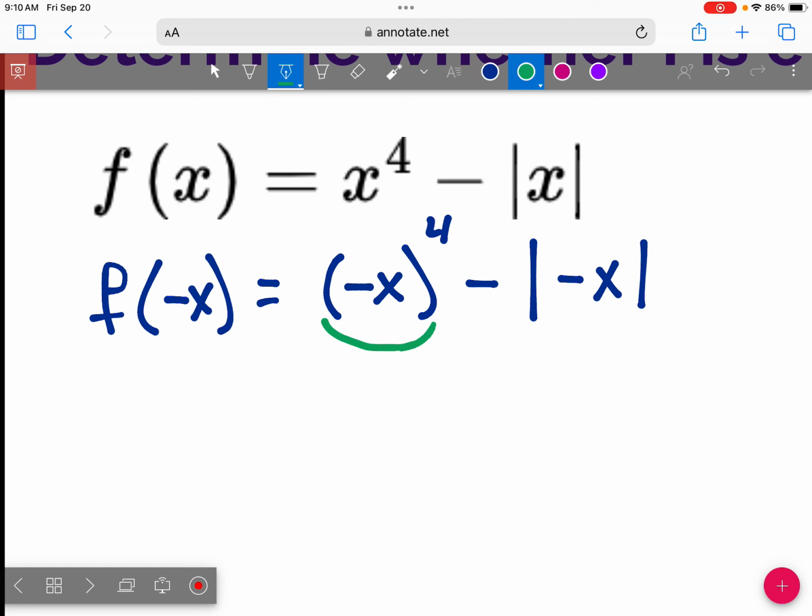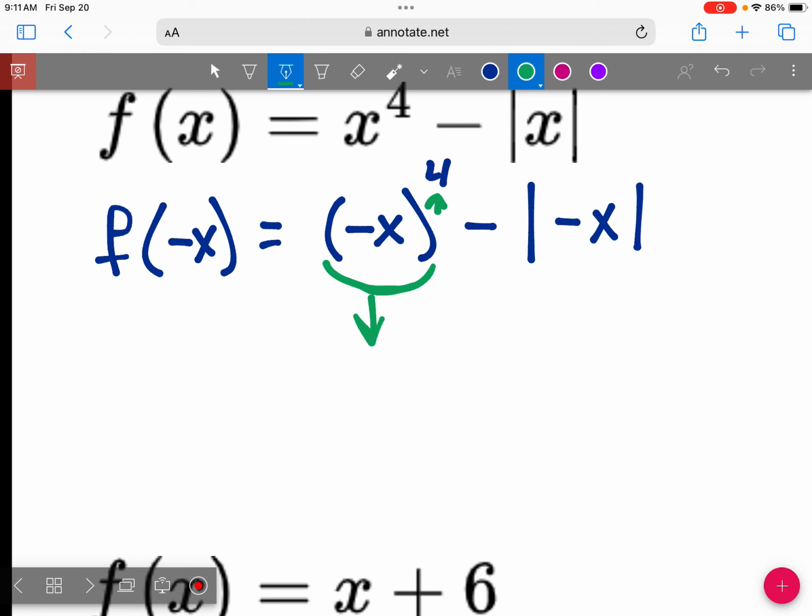If I take the opposite of a number and raise it to the 4th, is that going to change anything? Because if I think about 2 and negative 2, 2 to the 4th would be what? 2 times 2 times 2 times 2? 16. Negative 2 to the 4th, 16. So it's exactly the same. So negative x to the 4th is exactly the same as x to the 4th would be. It means the exact same thing.